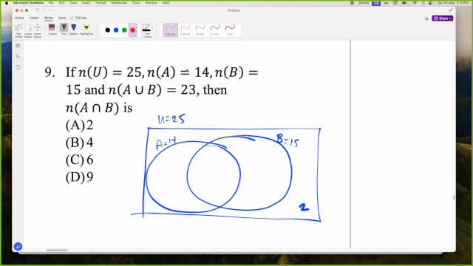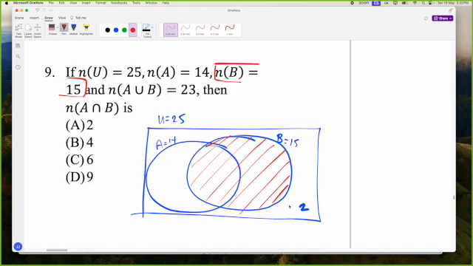You could see here that the number in B is 15. So that means that inside of this entire set here, you have 15. If this entire thing gives you 15, and the whole thing gives you 23, then the amount that will be in here will be the 23 minus the 15.